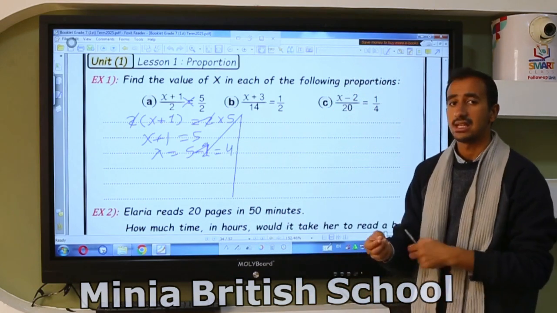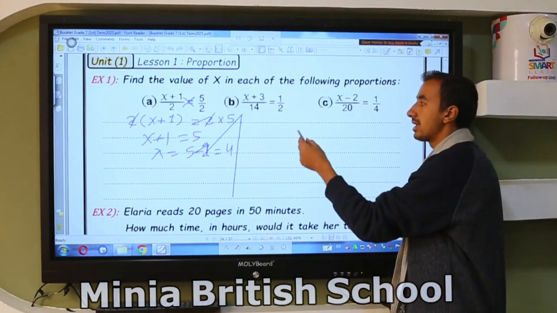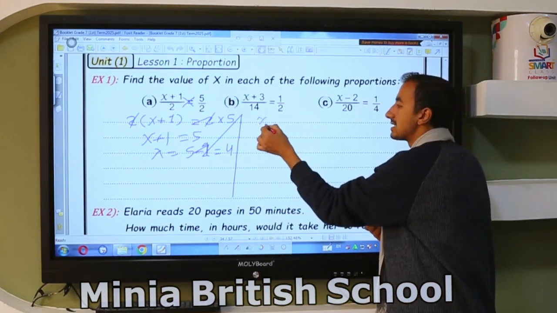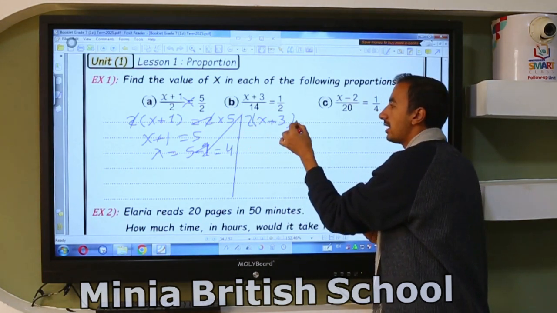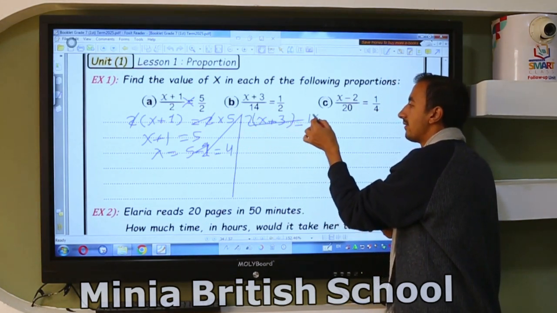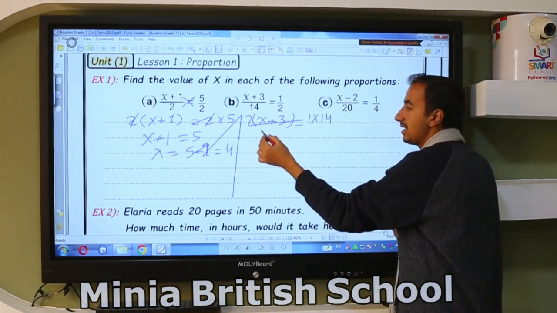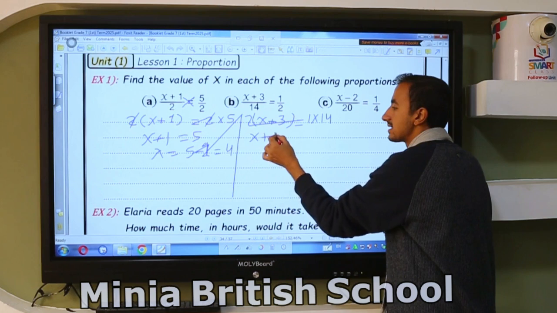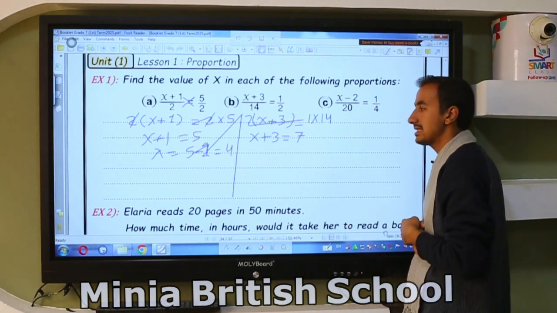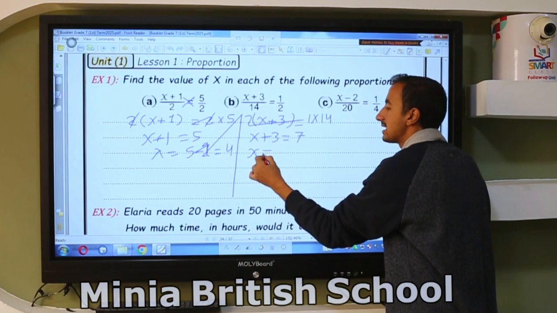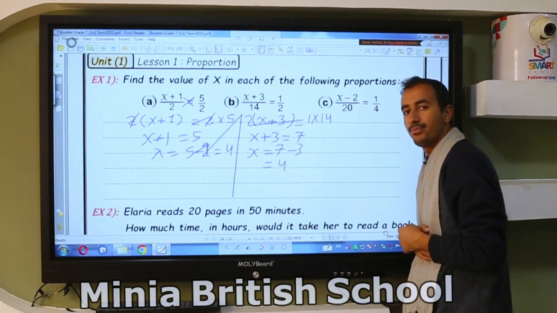The second exercise, here x plus 3 times 2 equals 1 times 14. So I can say that x plus 3 equals 7, which is 14 divided by 2. So here x equals 7 minus 3, which equals 4.